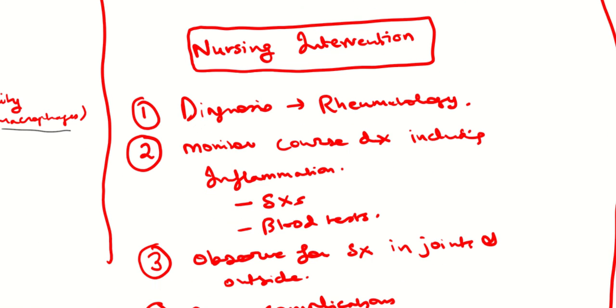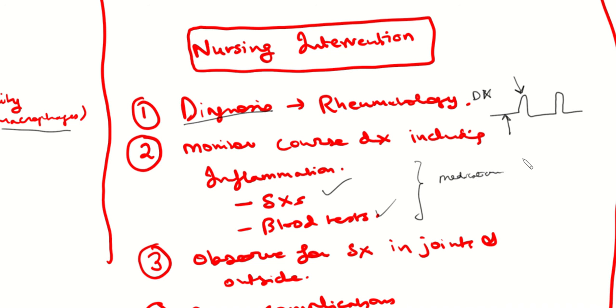So what are the nursing interventions? First, patient comes in with symptoms, we've got to diagnose them. You can see how it can be an interesting diagnosis. A lot of times they get sent to rheumatology for diagnosis. Okay. Once diagnosed, we've got to look at baseline inflammation and knocking it down, and any flares and managing that. And we do that with symptoms and blood tests. And we treat it with medications.